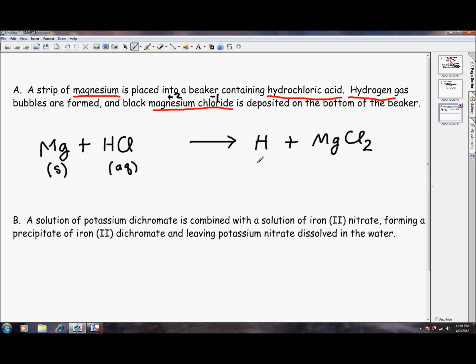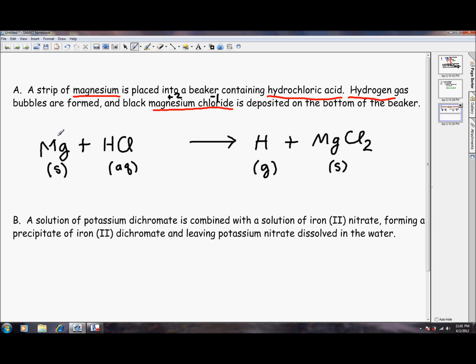Okay, hydrogen is described as a gas. We're going to put a G. And magnesium chloride is said to be deposited on the bottom. Well, gases don't deposit on the bottom, and it doesn't make sense that a liquid is being deposited on the bottom. So this is also going to be a solid. Sometimes you have to draw your best guess from reading the description carefully. Okay, now the last thing before we move on is we're going to check for diatomic elements.